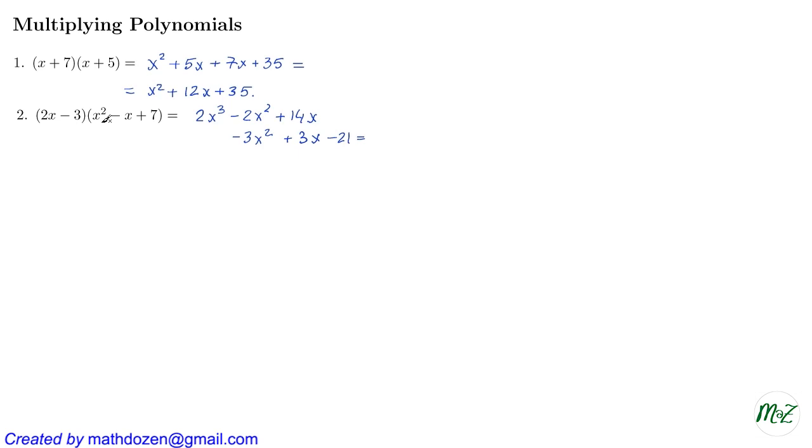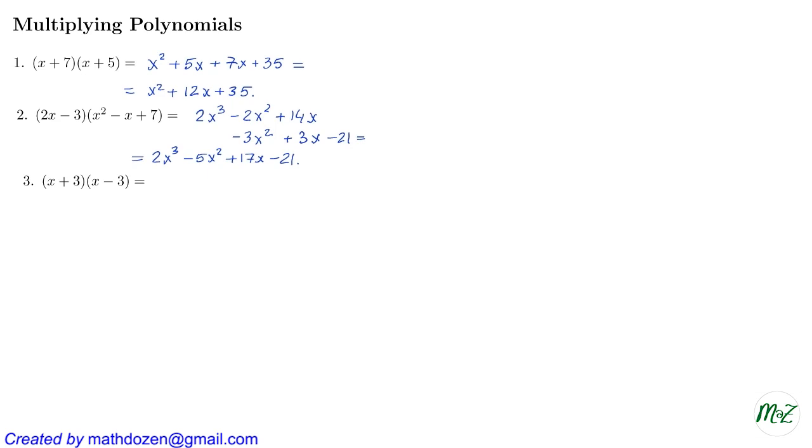We're looking at 2x cubed minus 2x squared plus 14x. And then we're going to fix the second term and multiply it by every term in the second parenthesis. We get negative 3x squared plus 3x minus 21. And then we combine like terms and we get 2x cubed minus 5x squared plus 17x minus 21.